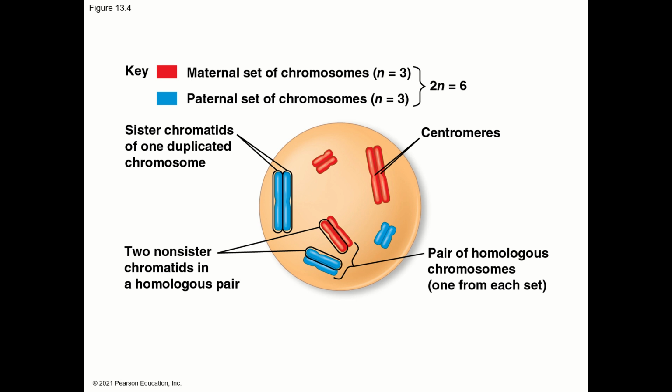Sister chromatids are being shown, pairs of sister chromatids of one single duplicated chromosome. Each sister chromatid has a centromere. And toward the bottom, we see two non-sister chromatids in a homologous pair, or a pair of homologous chromosomes, one from each set, one from the maternal, one from the paternal.